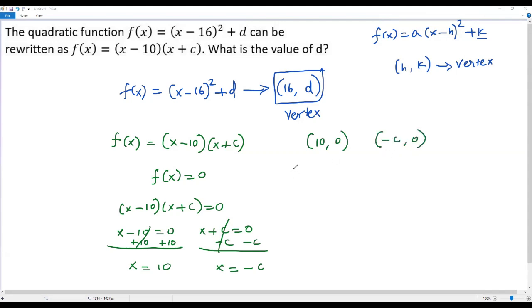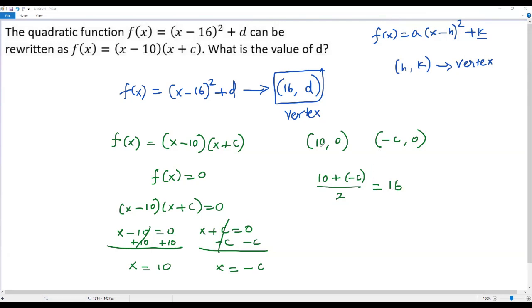Now I'm going to find the average of the x-coordinates of the x-intercepts. To get the average of these two x-coordinates, I add the two values and divide by 2. The average of the x-coordinates of the x-intercepts must be equal to the x-coordinate of the vertex, so this average value must equal 16. Not only in this quadratic function, in any quadratic function, this will work.